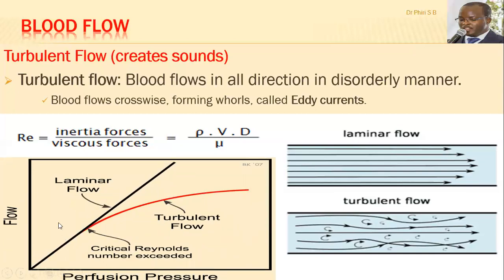This diagram here is just showing you flow plotted against perfusion pressure. The perfusion pressure is also giving you information about the velocity of the fluid. So if the perfusion pressure is increasing, then the flow will also increase. But if the perfusion pressure has increased so much beyond the critical Reynolds number, then it means that this laminar flow will change. It will become more of turbulent flow. So looking at the Reynolds number, you'll be able to tell whether you're going to have laminar flow or turbulent flow of blood in blood vessels.